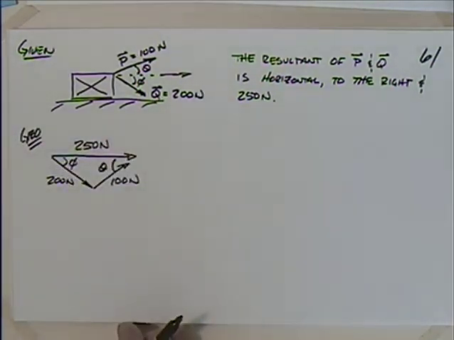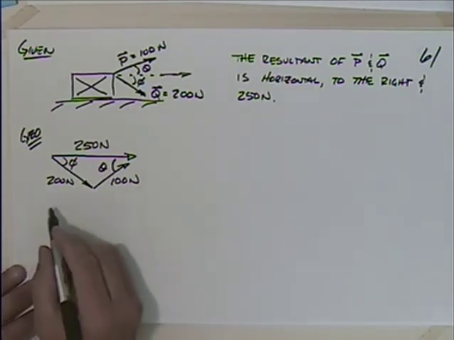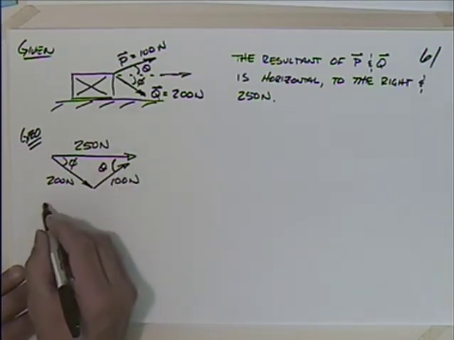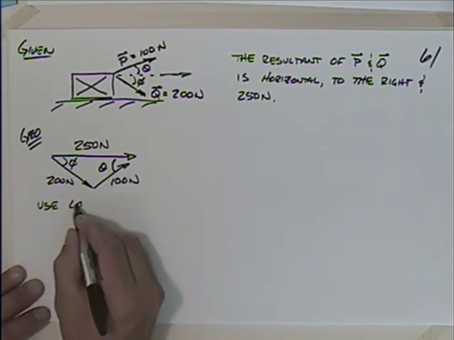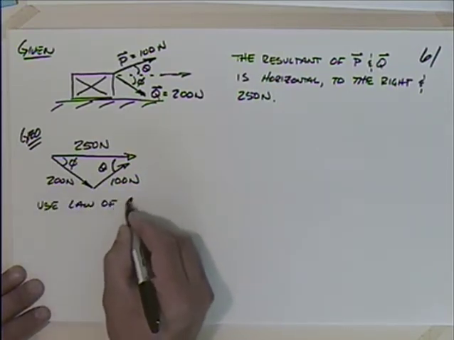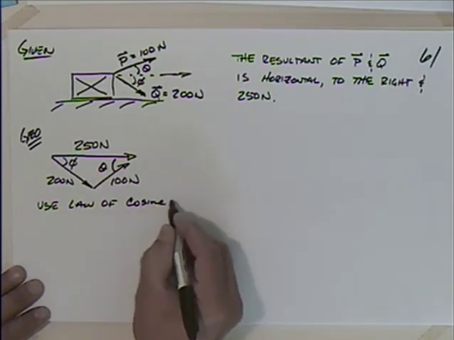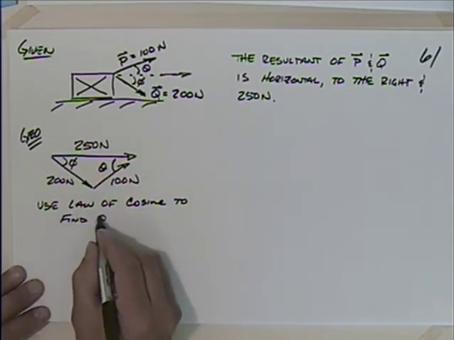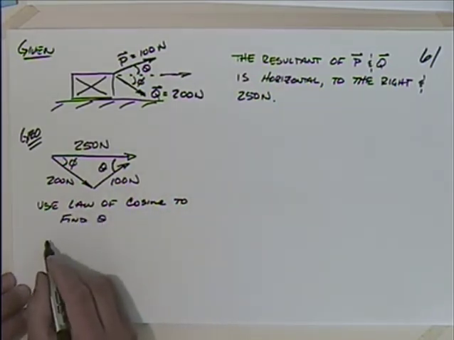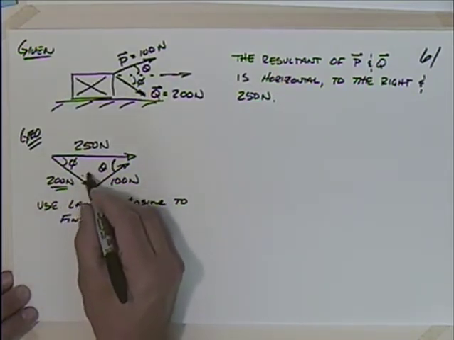Okay, so with the geometry approach, I could really say, using the law of cosines, that if I wanted to find theta, I would use the law of cosines to find theta. Okay, so I'm going to use this as the side opposite the angle there.